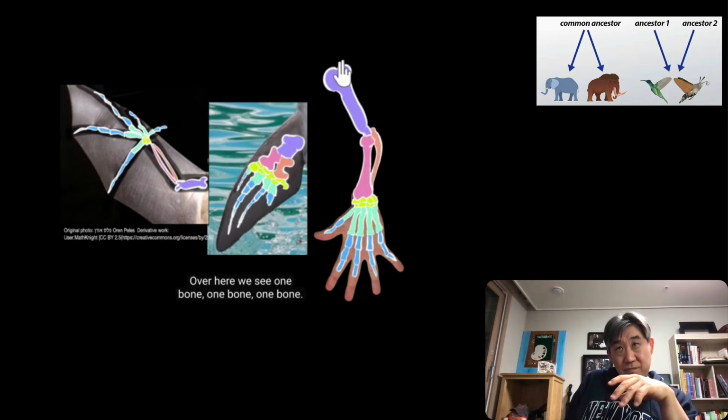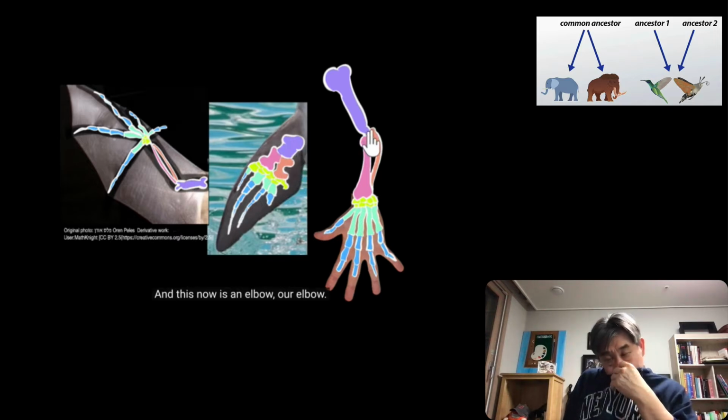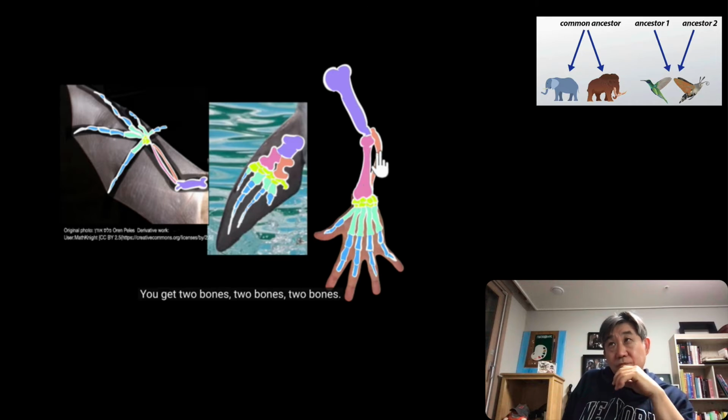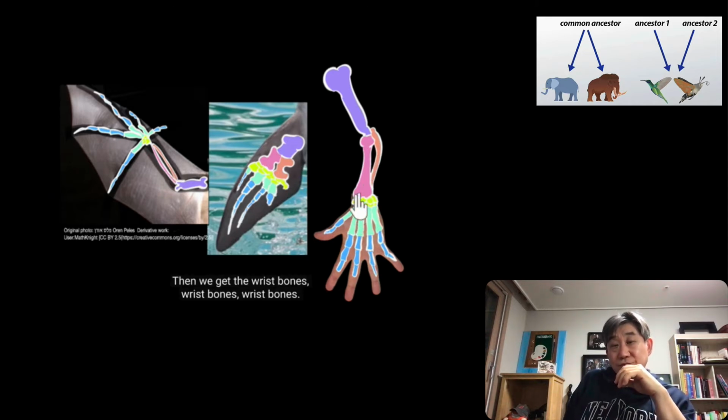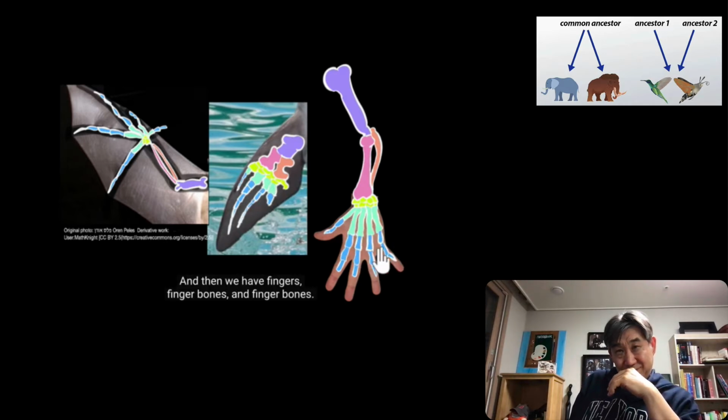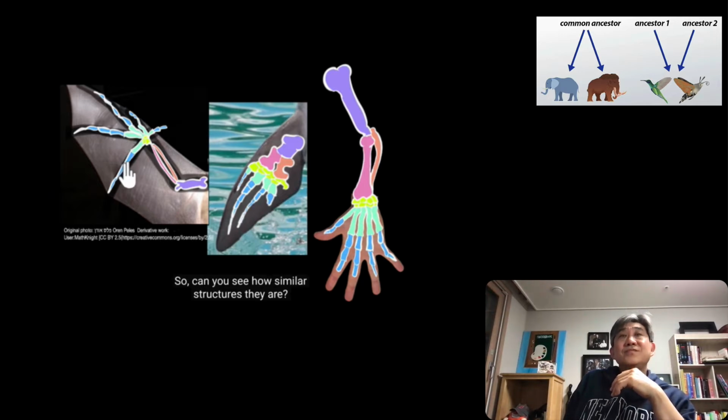Over here we see one bone, one bone, one bone. And this now is an elbow, our elbow. You get two bones, two bones, two bones. Then we get the wrist bones, wrist bones, wrist bones. Then you get the hand bones over here, 5 of them. There are only 4 here. Again, 5 of them. And then we have finger bones, and finger bones.